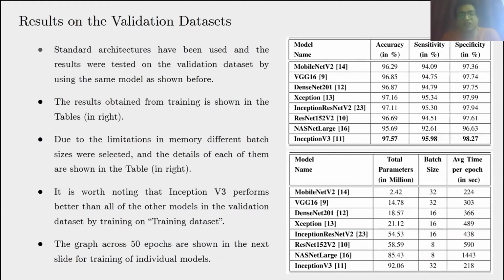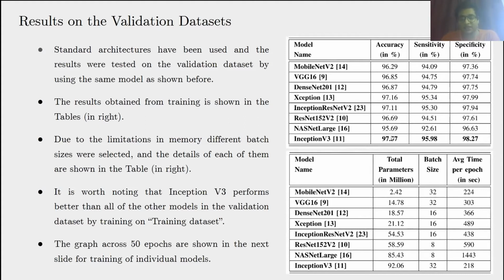Now let's talk about the results on the validation dataset. Standard architectures have been used and were tested on the validation dataset by using the same model as shown before. The result obtained from the training is shown here. Due to the limitations of memory, different batch sizes were selected, and the details of each of them are shown here. It is worth noting that the Inception V3 backbone performs better than all the other models on the validation dataset after training on the training dataset.